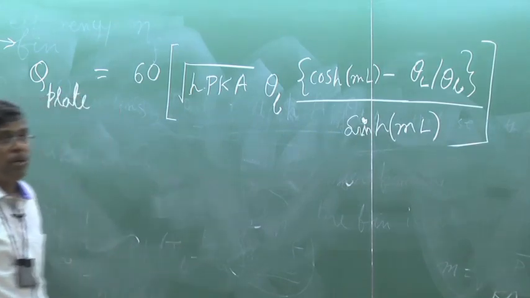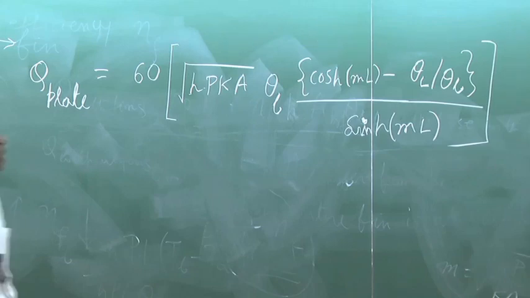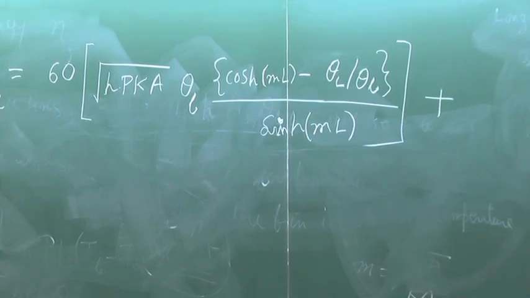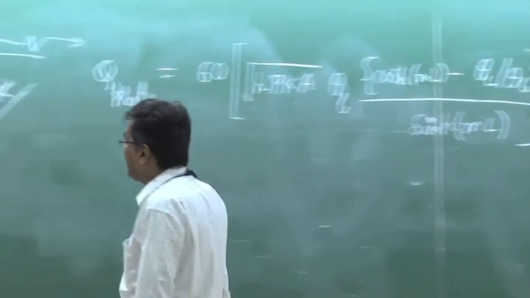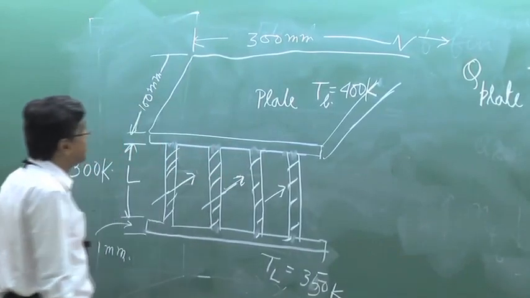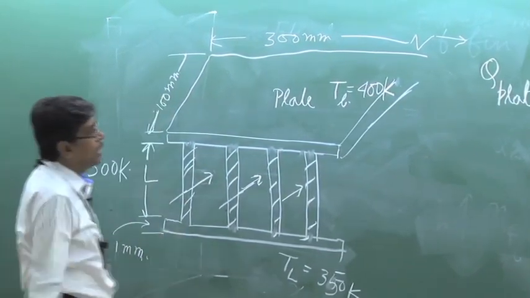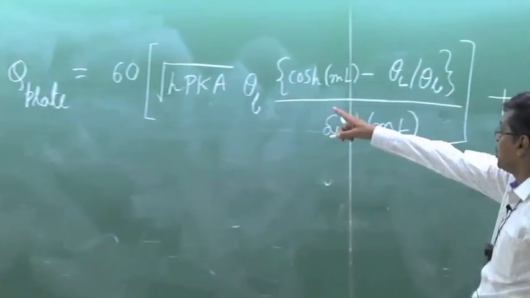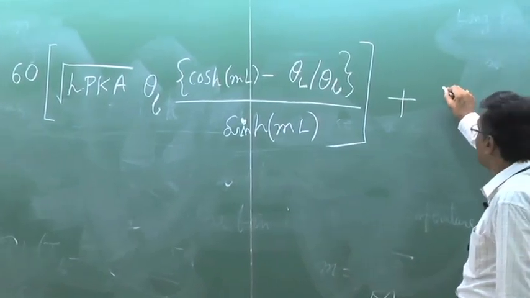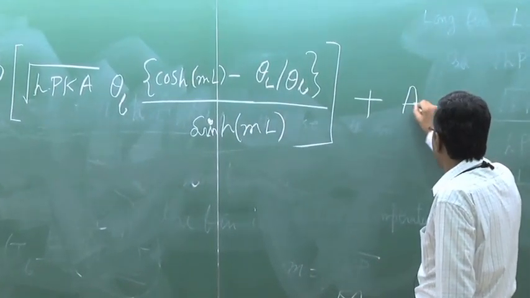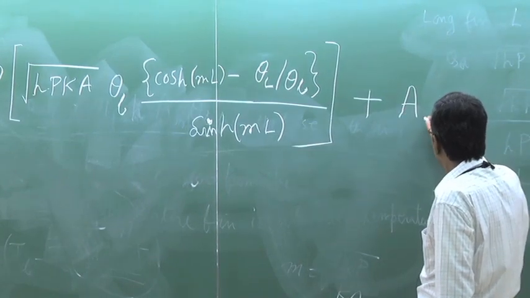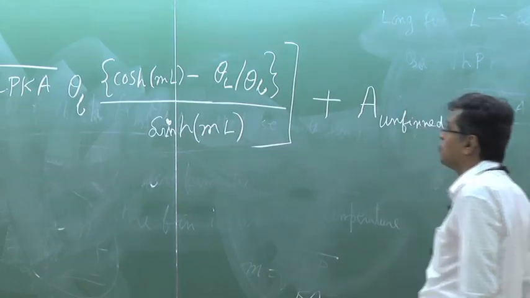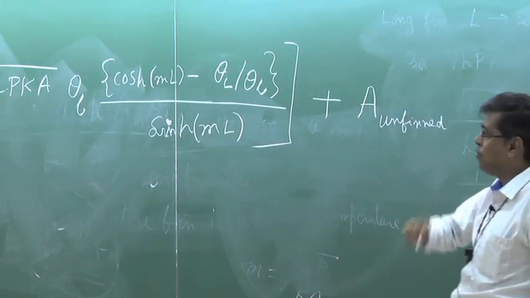This is the heat transfer from the pin surface, plus heat transfer from the unpinned surface. What is the unpinned surface? That area is 0.1 into 0.3. Now I will put this value afterwards. Now the unpinned surface we write this way: A unpinned, that I will find out afterwards.